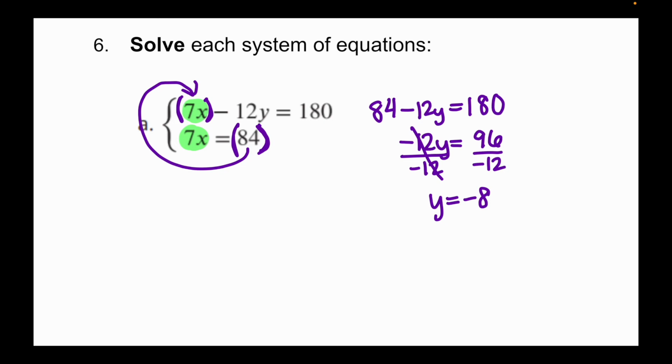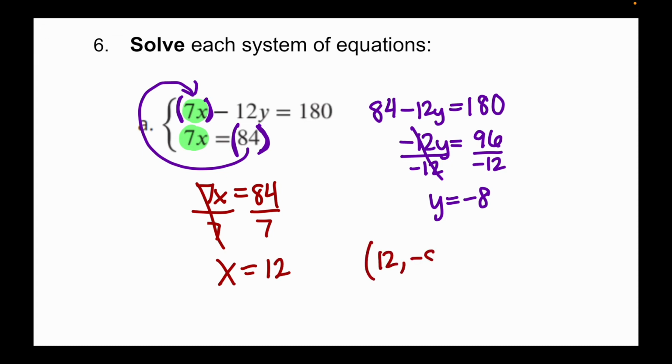Oh, that's why this one is weird. I was like, what am I doing? I was looking here at 7x equals 84 for a spot to plug it in. But guess what? If I take it back to the 7x equals 84, there is no spot to plug it in. I can just divide both sides by 7. That's what it was. And get that x is equal to, in this case, 12. So here, my answer is 12 comma negative 8.